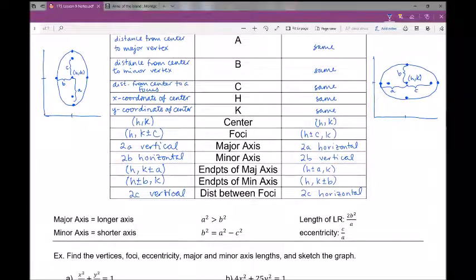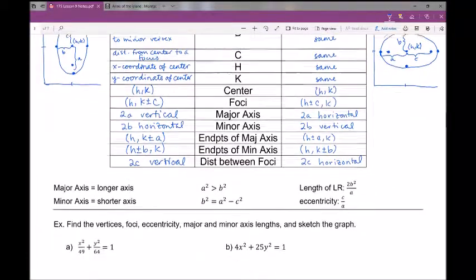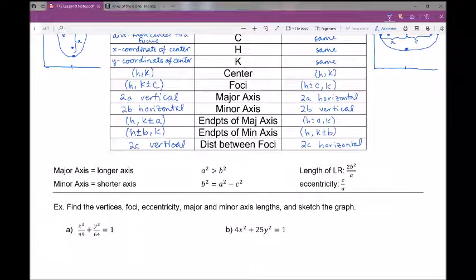Okay, so just a few more things. I already said the major axis is the longer axis, so that's basically the direction in which your ellipse is oriented. The minor axis is the shorter axis, which is still important to a picture, but not so important when it comes to finding foci. We always take a to be greater than b, so your major axis is determined by which number in the denominator is larger.